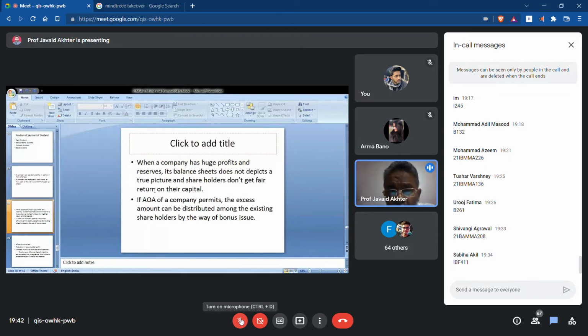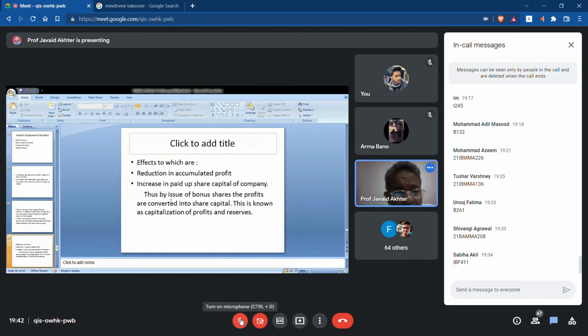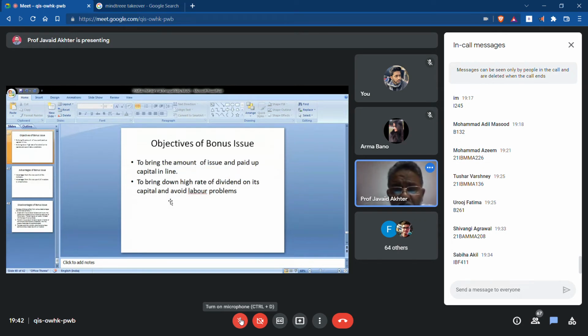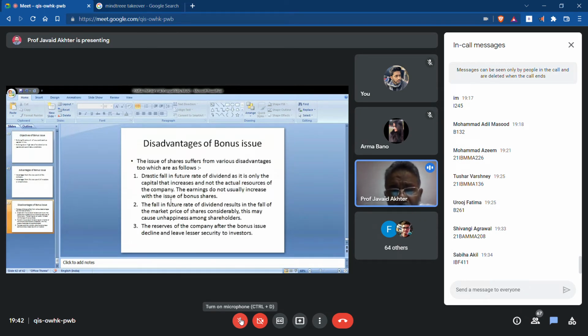If a company has huge profit and reserves, and its balance sheet is okay, and if the articles of association permit, the company can pay excess dividend also. I think the remaining portion of the slide is details only, which I have explained to you.